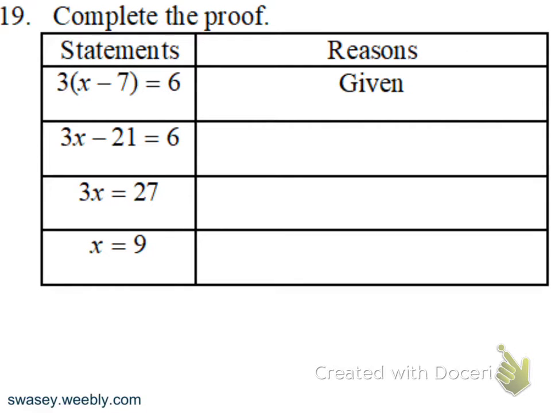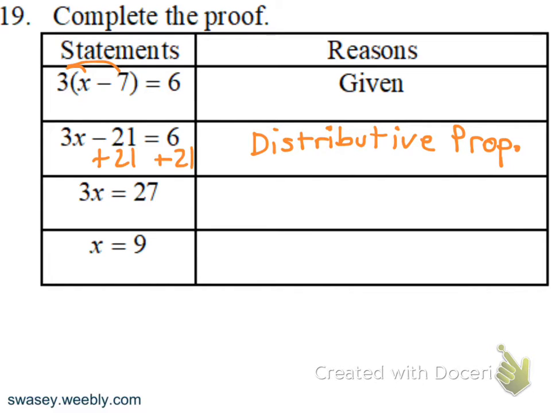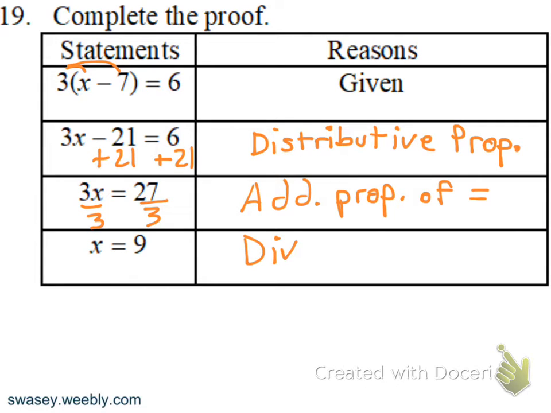All right, when we go from this first one to this next one, we distribute. So it's the distributive property that we used. And then we would add 21 to each side. So that's addition property of equality. And then the next step would be dividing by 3 on each side, so that's division property of equality.